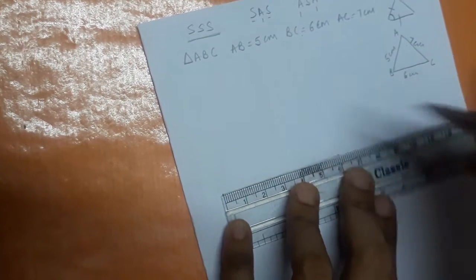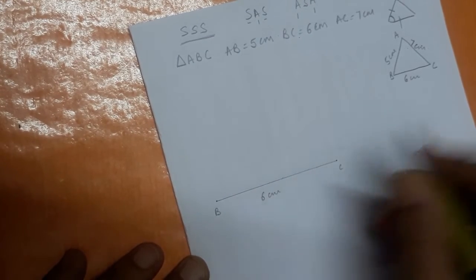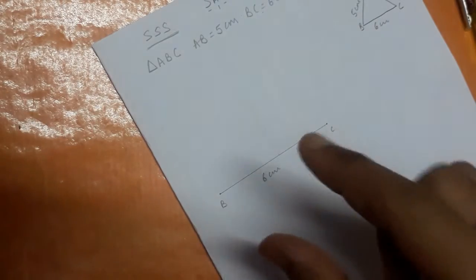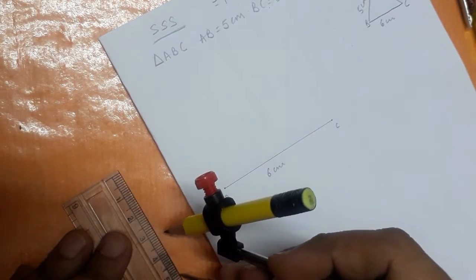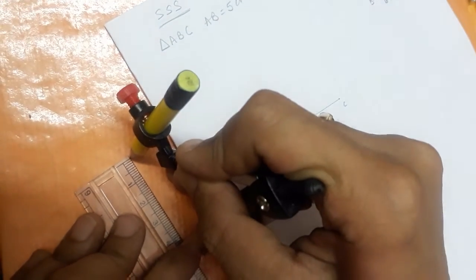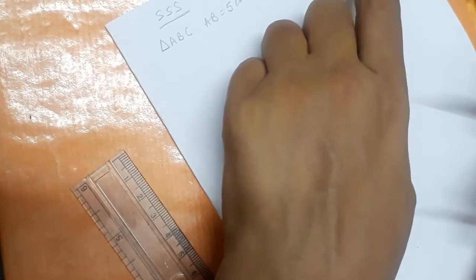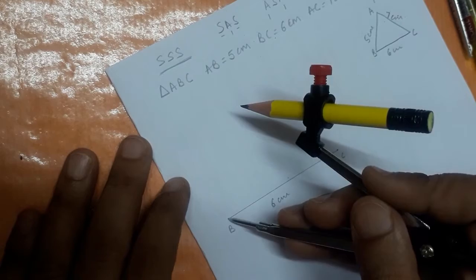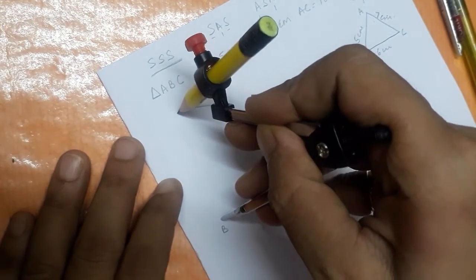here, 6 centimeter. Now with B as center and radius, we need the point A. So with B as center and radius 5 centimeter, we'll draw an arc. That will not give us the point A, but it will give the location of the point A, where it will lie. Then what we are supposed to do, with C as center and radius 7 centimeter, we'll again cut an arc which will give us the point A. So here we get the point and get the arc.